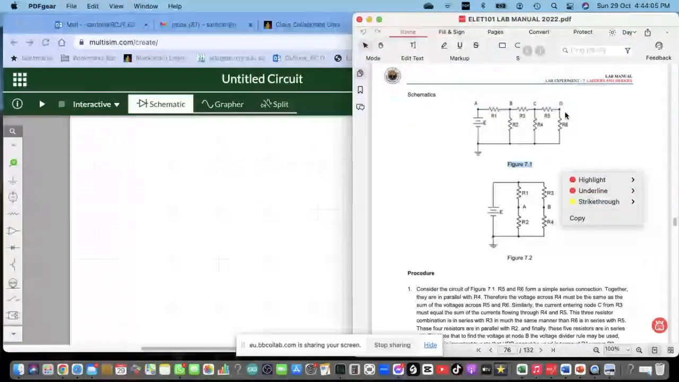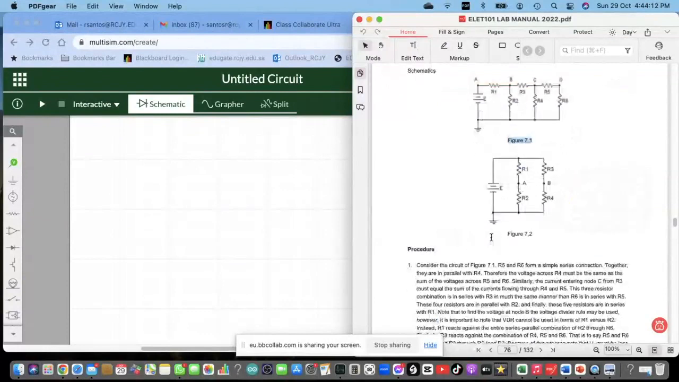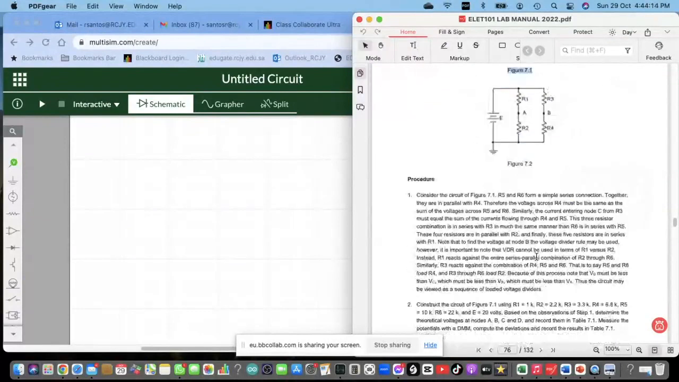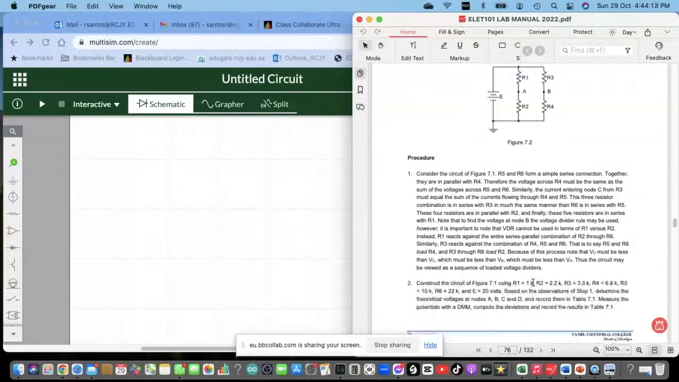So what we need is how many resistors? R1, R2, R3, R4, R5, and R6. And what are the values of these resistors? For figure 7.1, we have R1 is 1 kilo, R2 is 2.2, R3 is 3.3 kilo, R4 is 6.8, R5 is 10 kilo, and R6 is 22 kilo. And we have a source of 20 volts.